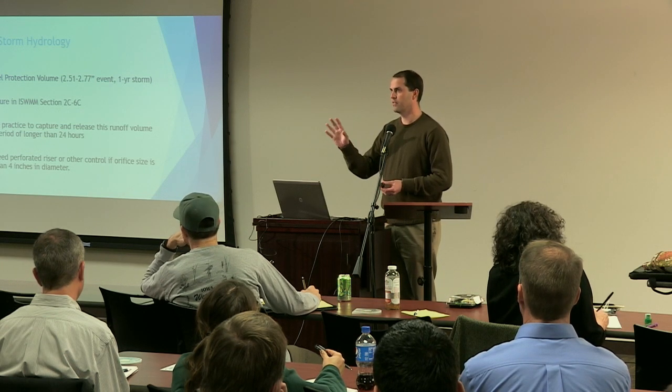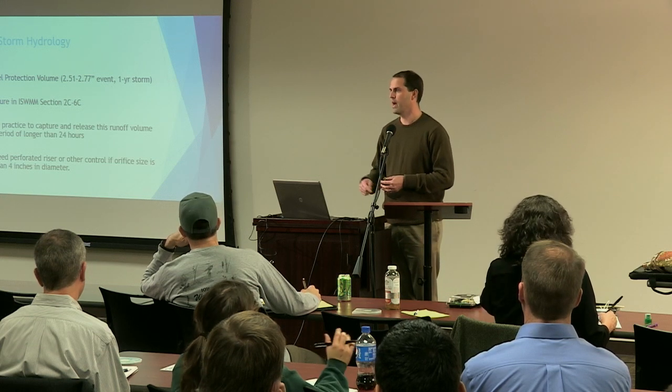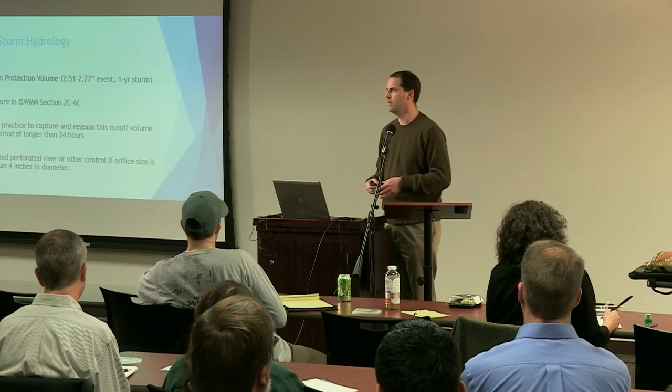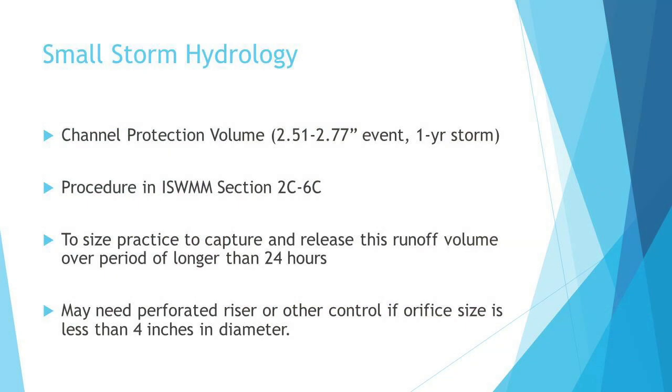But you look up the region of the area, the state you're in, there's 9 separate regions throughout Iowa. You just look it up on a map, you go to the chart, and you pull out the rainfall for a 24-hour storm event for a one-year storm off that chart. And the procedure, again, is covered in that same chapter of the ISWIM, which is 2C6. It's actually in subsection C to cover the channel protection volume.